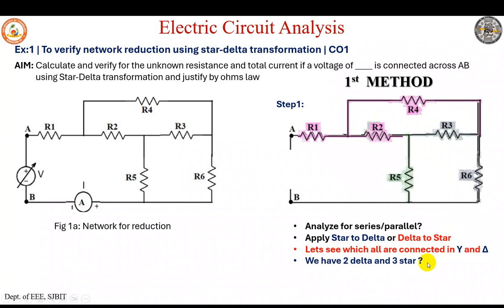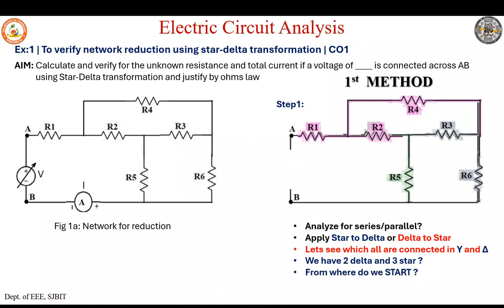And where do we start? As I told, first analyze if there are series and parallel. You can pause the video for the answer. If there are any elements in series or parallel, you can analyze. Later on, you can unpause the video for the answer. I hope you have guessed it correctly. None of the elements are in series, none are in parallel as of now. So we have to apply either delta to star or star to delta.